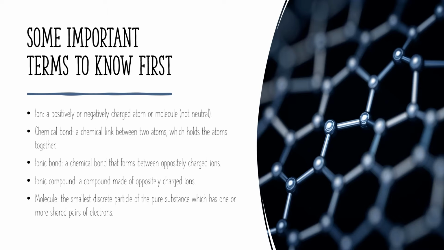Ionic compound, a compound made of oppositely charged ions. Molecule, the smallest discrete particle of the pure substance which has one or more shared electrons.